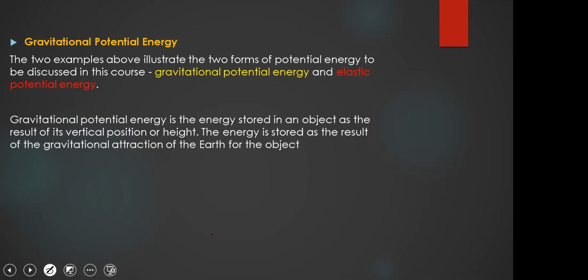Gravitational potential energy is the energy stored in an object as the result of its vertical position or height. It is energy stored as the result of its height. The energy is stored as the result of the gravitational attraction of the Earth for the object. So we say that the potential energy depends on the height. Here, the gravitational potential energy is stored because of its vertical position.